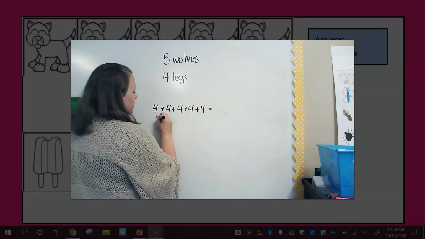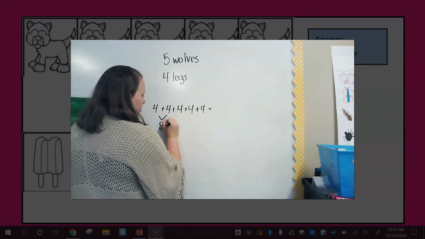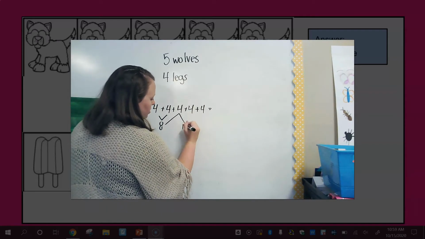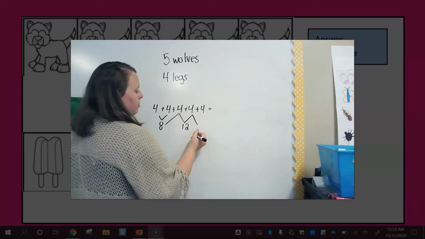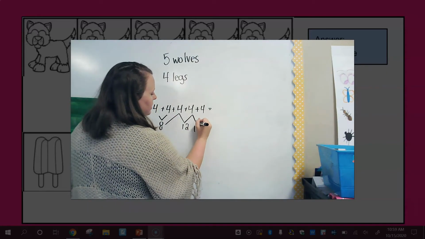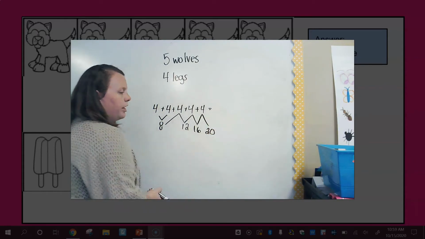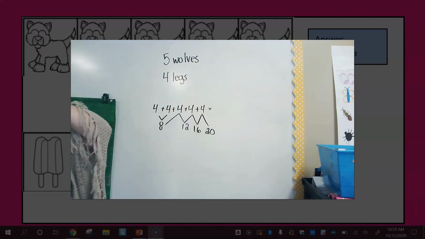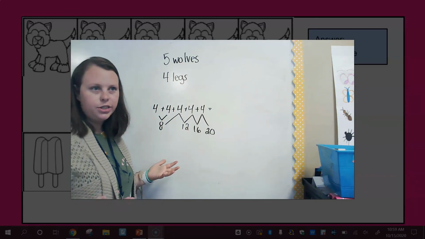So 4 plus 4 equals 8, plus 4 equals 12, plus 4 equals 16, plus 4 equals 20. That's how it is when we do repeated addition. Another way is we can put it into a multiplication equation.